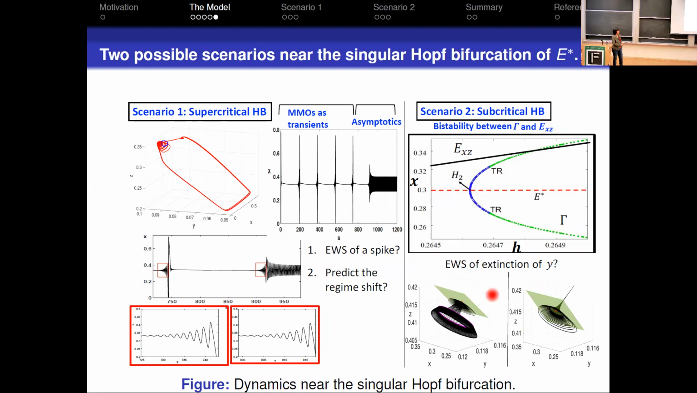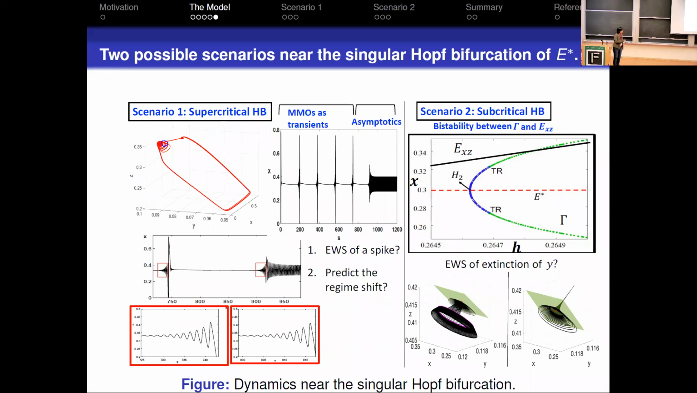And so a little bit of perturbation can bring us from the basin of attraction of this periodic attractor to the basin of attraction of the other attractor. And so the question here is, can we determine early warning signals of extinction of Y? And so that's the second question we'll be trying to answer in scenario 2.